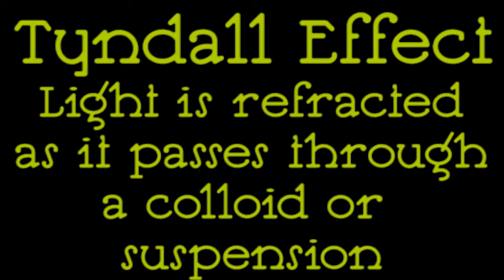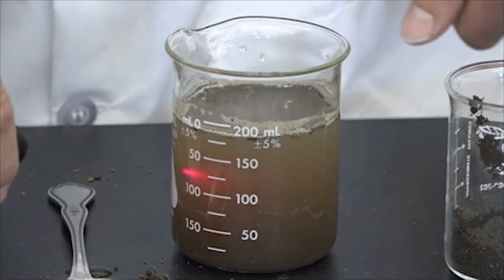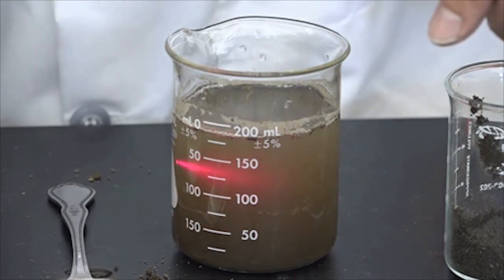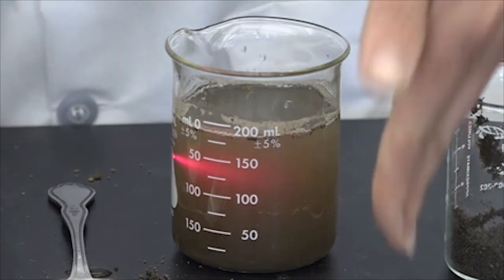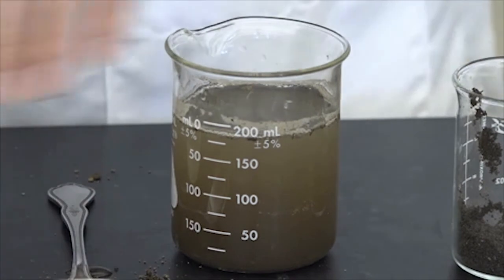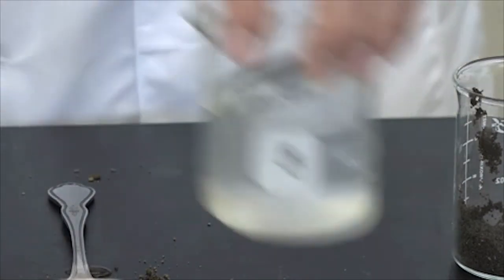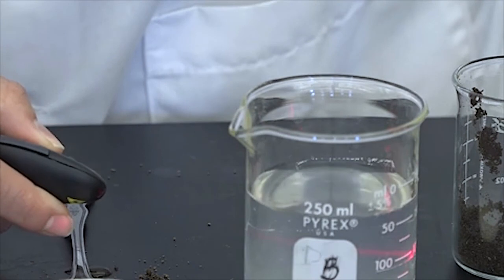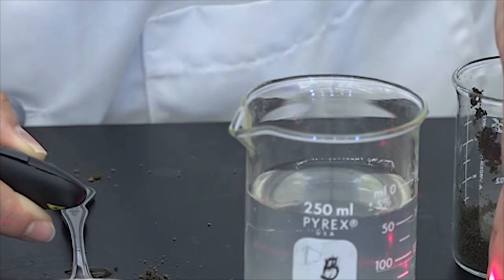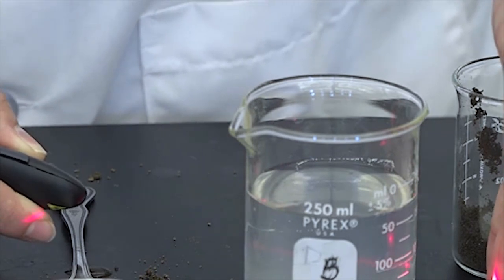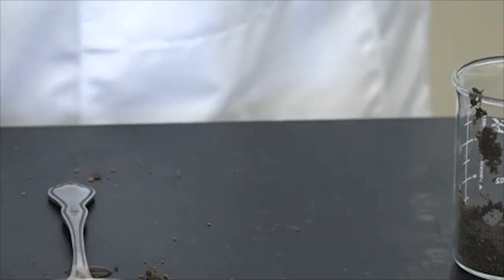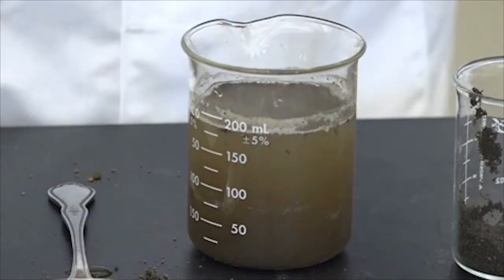So let's take a look at this using my laser pointer. Now you can see as I shine through the mixture that the light itself starts to scatter. In fact, it's not even reaching the other side of the mixture at all. Whereas in a solution, such as this, you can see that the light reaches the other side and is not scattered. This is how we know that we're dealing with a solution here, and in the case of my muddy water, either a colloid or a suspension.